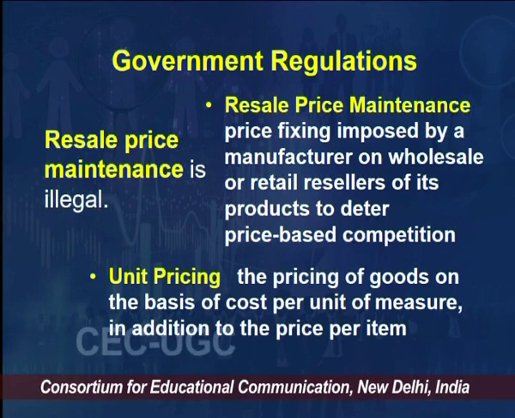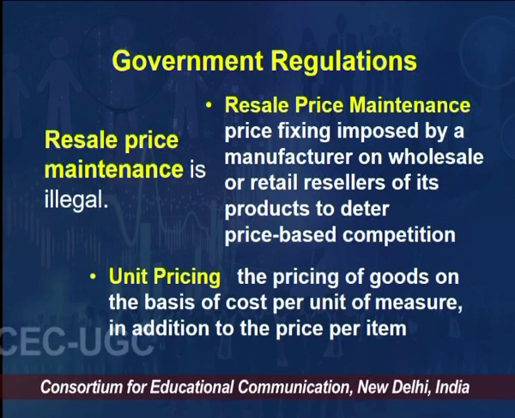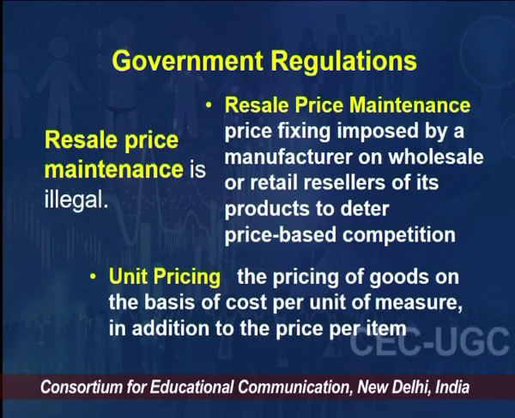It is illegal. Unit pricing, as we all know, the pricing of goods on the basis of cost per unit of measure in addition to the price per item is not allowed. It should always be a unit pricing based on the units of a product. You should determine the price. So the government regulation should always be honored. You should not get indulged in these kinds of pricing strategies where you may make some short term gain, but in the long run it is not going to offer you much of the desired results. So government regulations do play a significant role here.